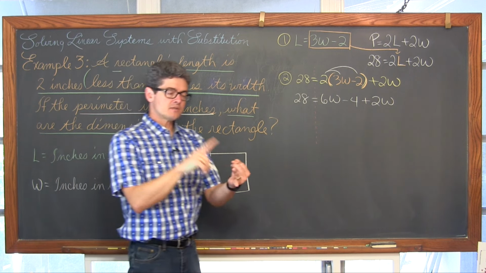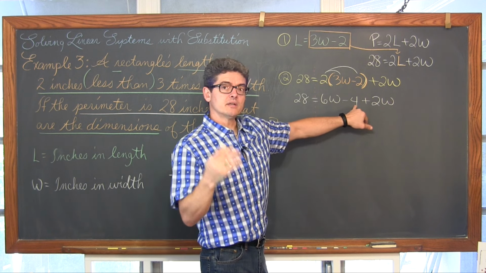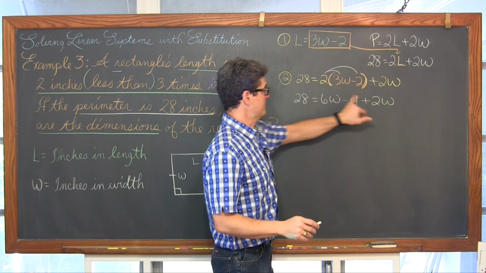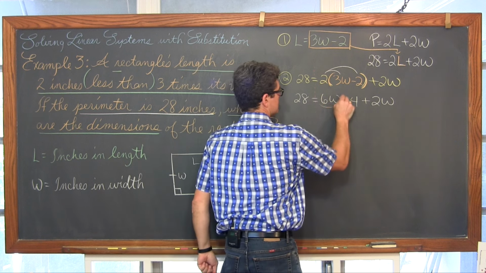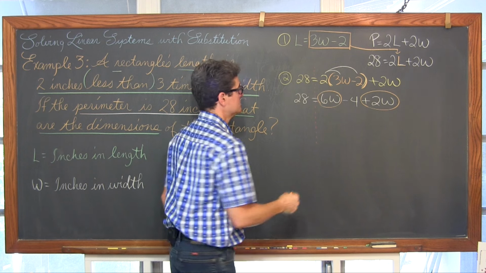Distribute to get rid of parentheses, combine like terms. On the right-hand side, we have a constant of 4. There's no variable attached to it. It's just the only constant on the right, but we do have two terms with W's. So we have a positive 6W and a positive 2. That negative is for the 4. Don't let it distract you.